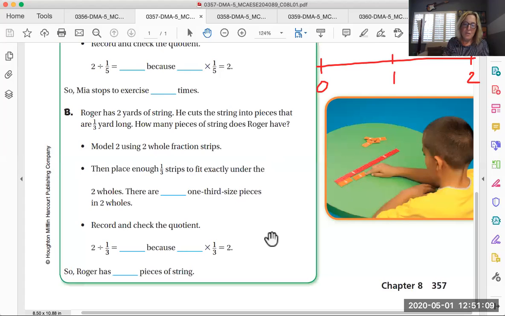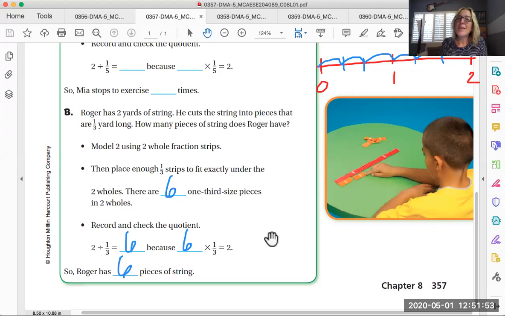And he's going to cut each piece 1/3. So I'm gonna use a different color here to mark the thirds. So we have 3 equal parts within each whole. And so how many 1/3s are there? Well, we could count 1, 2, 3 to make 1, and 1, 2, 3 more to make 2. So there were 6 1/3 size pieces in the 2 wholes. That means 2 divided by 1/3 is 6, because 6 times 1/3 is 2. So Roger has 6 pieces of string.